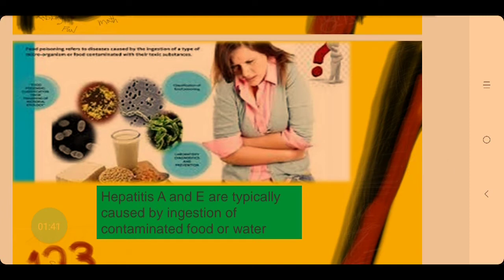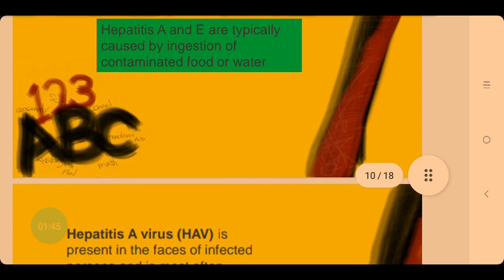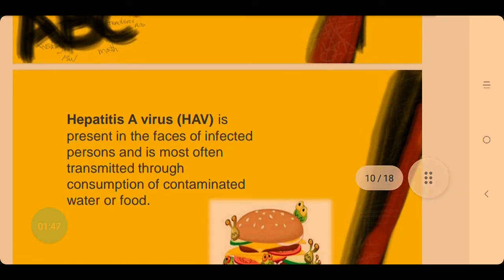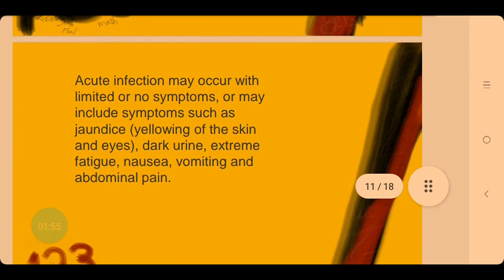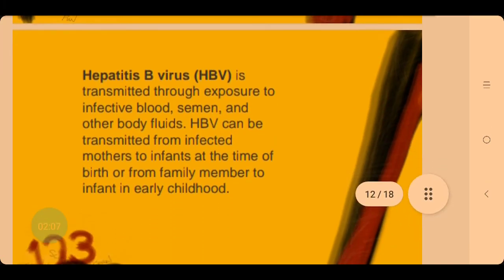Hepatitis A and E are typically caused by ingestion of contaminated food or water. Hepatitis A virus is present in the feces of an infected person and is most often transmitted through consumption of contaminated water or food. Acute infection may occur with limited or no symptoms, or may include symptoms such as jaundice, yellowish discoloration of the skin or eyes, dark urine, extreme fatigue, nausea, vomiting, and abdominal pain.